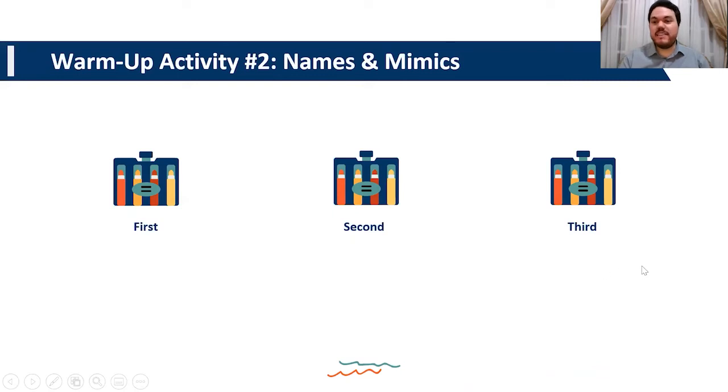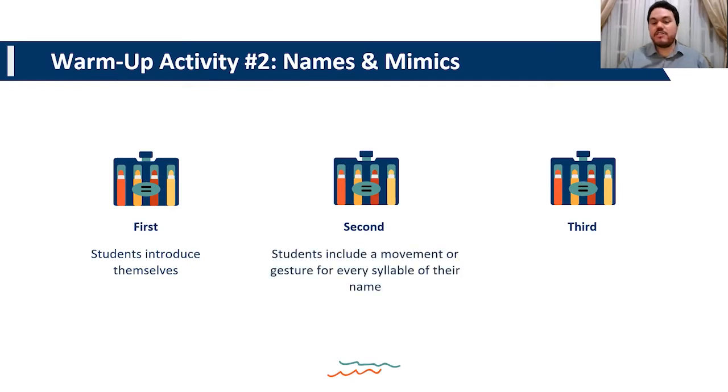Now, the second warm-up activity is called names and mimics. And this is really, really simple, but it's very effective. It's something that students enjoy a lot. So here's how it works. First, students introduce themselves. Then students include a movement or a gesture for every syllable of their name. And third, the class greets the person doing the same movements or gestures.